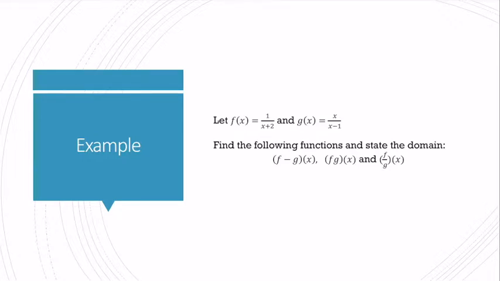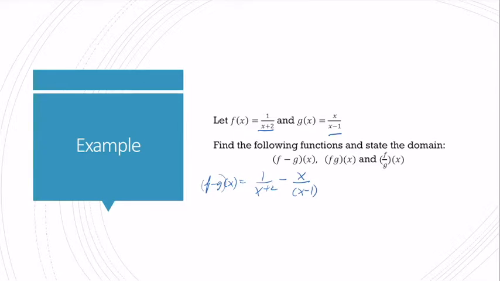So the first thing I want to take is the difference between f and g. So let's let f of x be 1 over x plus 2, and g of x is x over x minus 1. So I want to find f minus g of x. So I'm going to take 1 over x plus 2 minus x over x minus 1. Now, in order to subtract these two functions, they need to have the same common denominator. So we're going to find that the lowest common denominator between these two fractions is going to be x plus 2 times x minus 1.